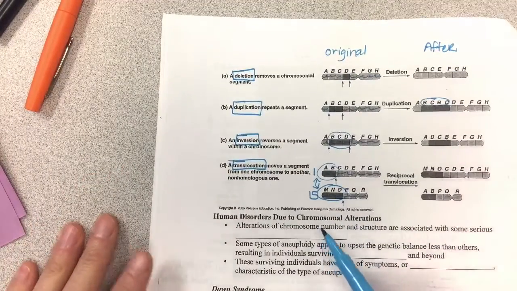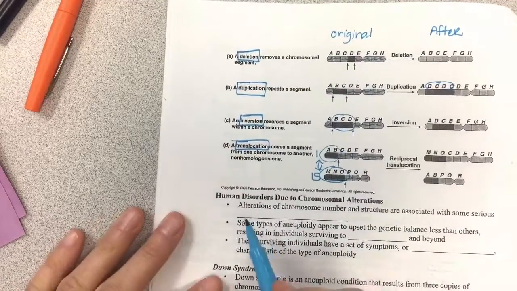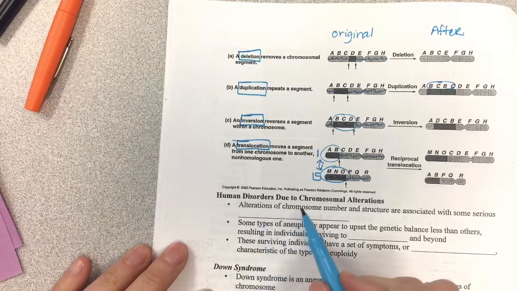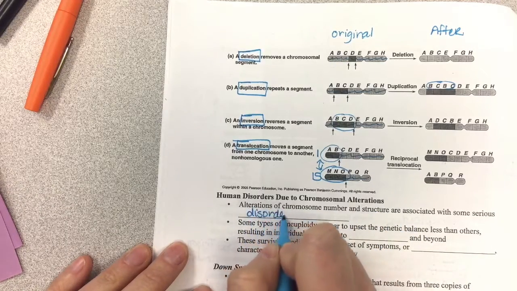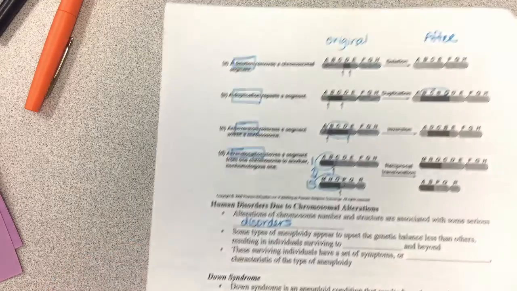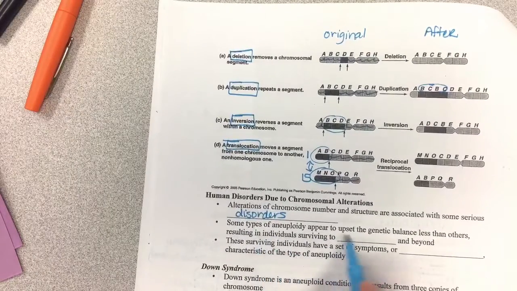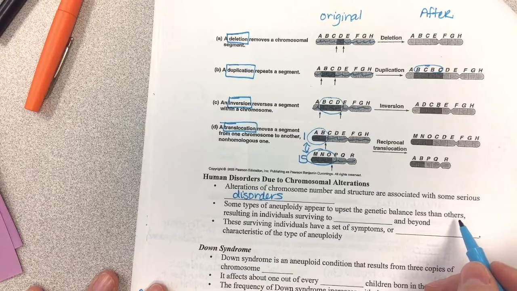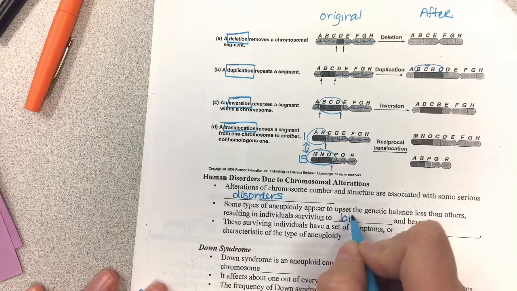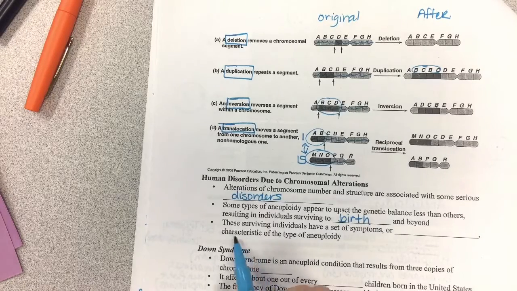All right, so let's look at some human disorders due to these chromosomal alterations. So alterations of chromosome number and structure are associated with some serious disorders. Some types of aneuploidy, that means abnormal number of chromosomes due to non-disjunction occurring in meiosis, appear to upset the genetic balance less than others, resulting in individuals surviving to birth and beyond. So some, it's deadly, some you can actually survive and yet have specific characteristics.